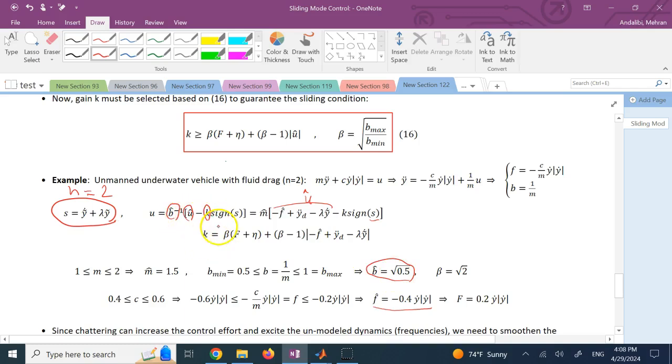And then k is bigger than or equal to this number. So here we use the lower limit. We pick it equal to beta times f plus eta plus beta minus 1 times the magnitude of u hat, where here you have to pick an eta parameter. Beta is already determined, so we need to pick eta, and f is already determined as well. So what we really need to pick is this parameter eta, which is the speed of convergence back to the surface, as well as lambda, which determines the slope of the sliding surface. Once we have those, then our control is ready to be deployed. So let's go ahead and look at the MATLAB Simulink demo that I made for you.